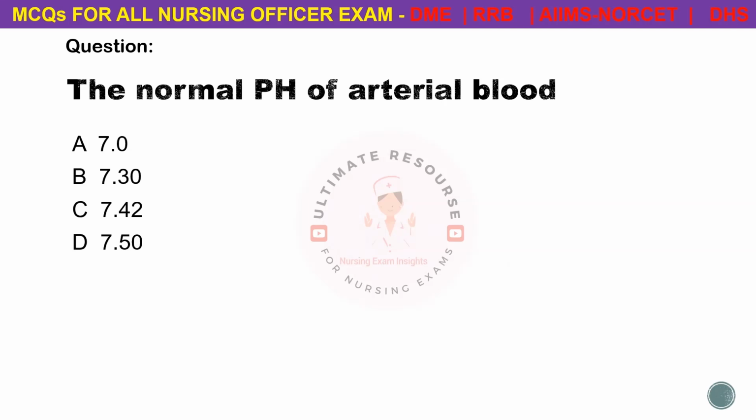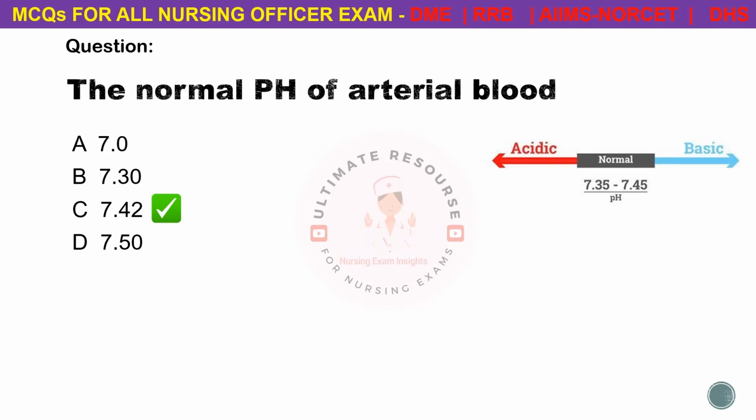The normal pH of arterial blood. Options are A. 7, B. 7.3, C. 7.42, D. 7.5. The answer is C. 7.42.